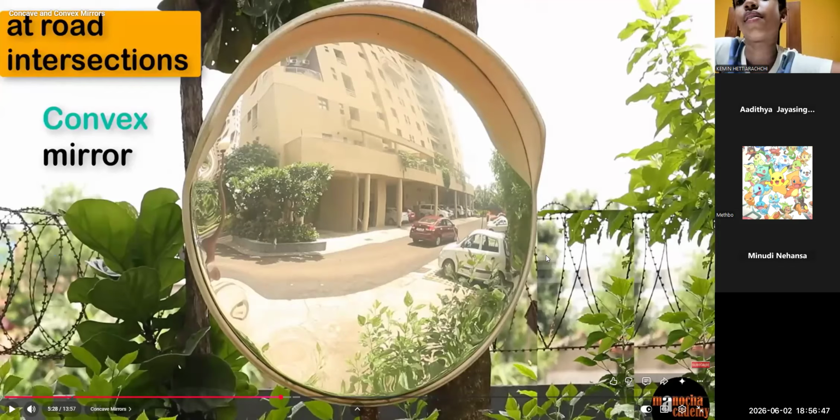This convex mirror helps to narrow down the wide space into a small thing. So the security person can look at this camera, look at this mirror and check what is happening around the shop. So the shop security mirror is a convex mirror. Remember that.